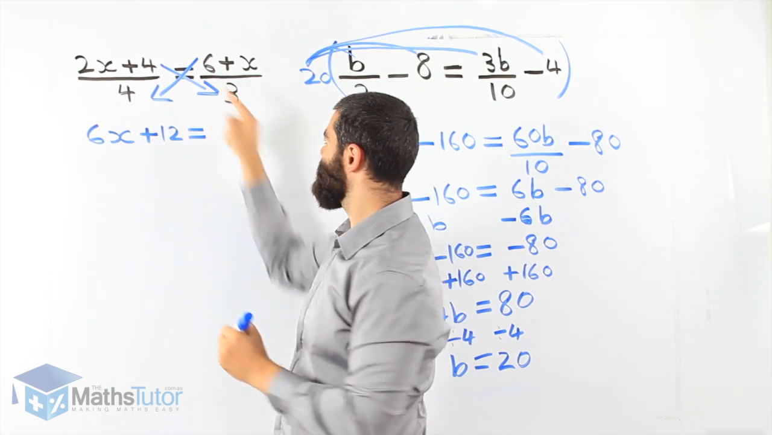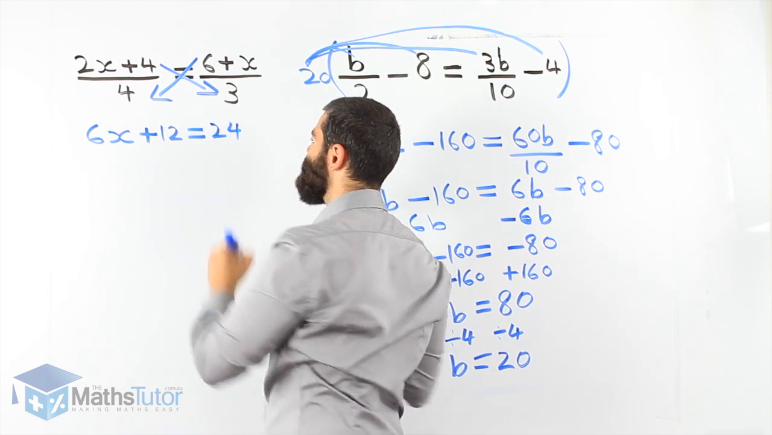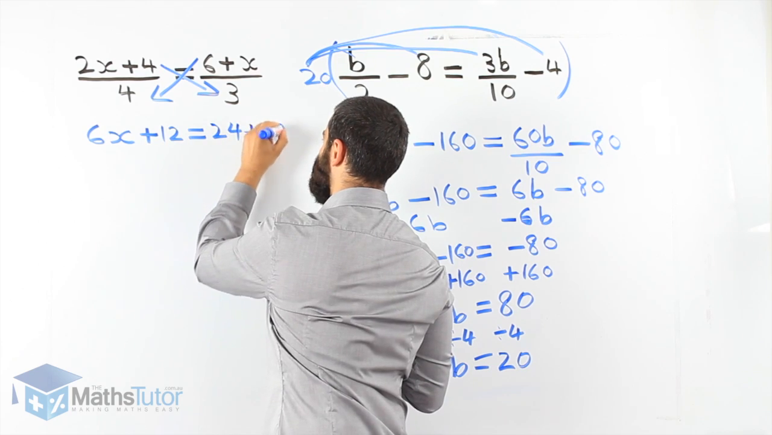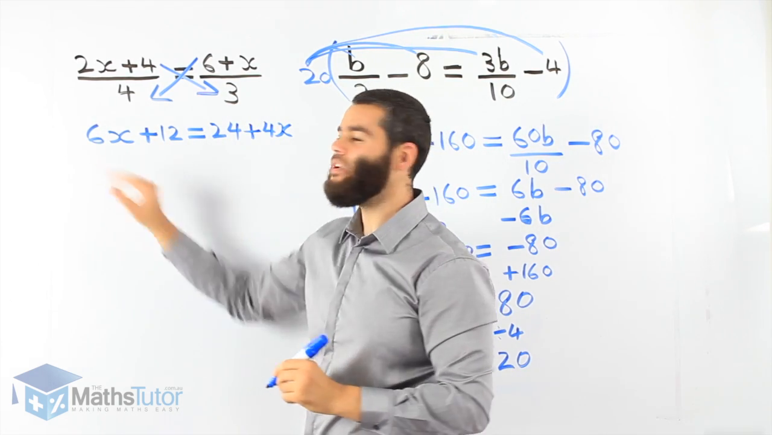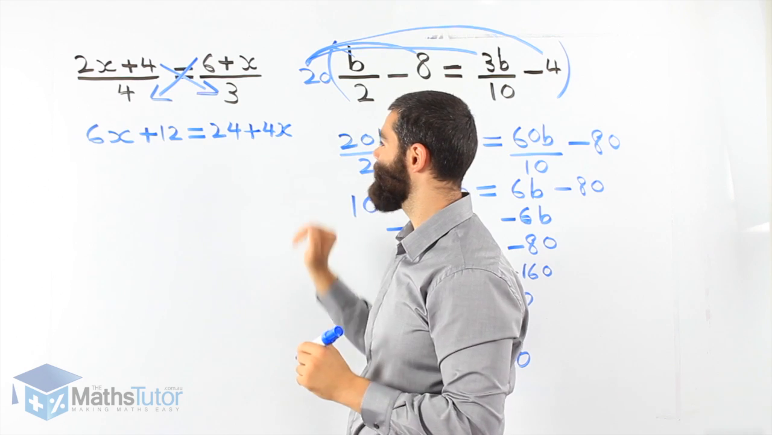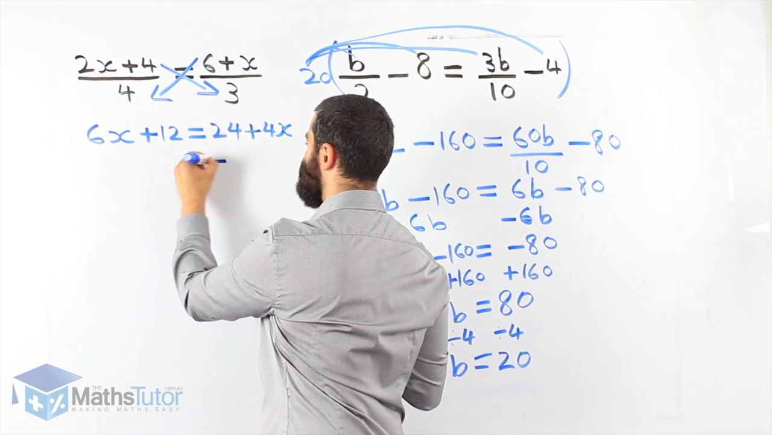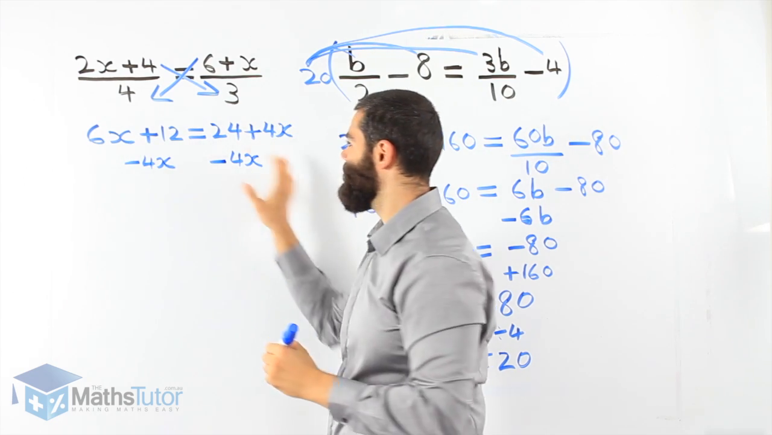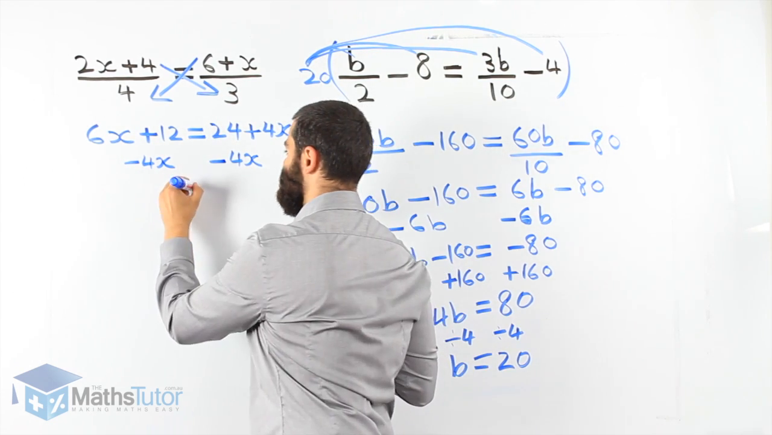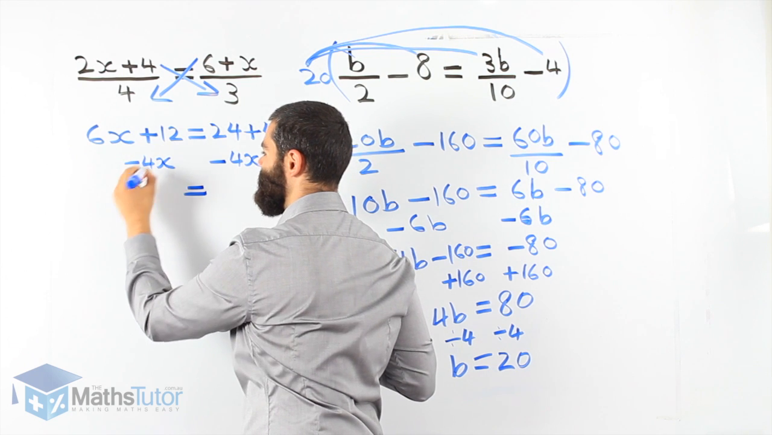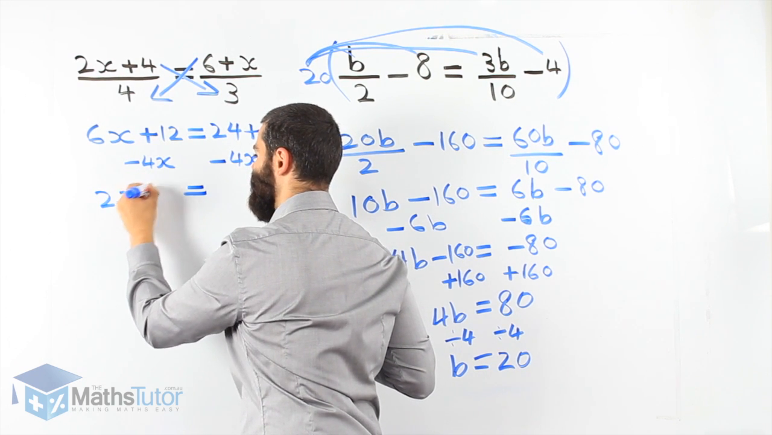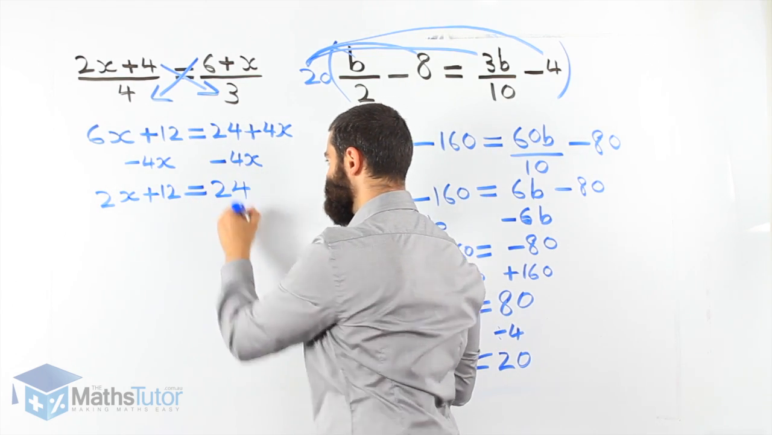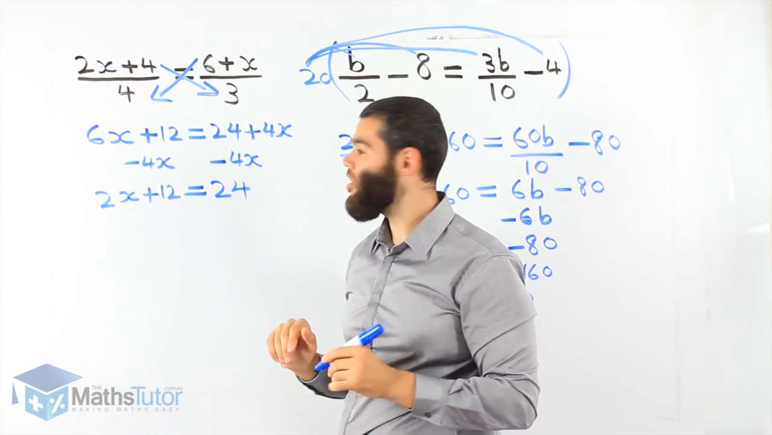Now, 4 times 6, 24. 4 times x, 4x. Now, we just solve it as normal. We have pronumerals on both sides. Minus 4x here. Minus 4x. We want to keep the pronumerals on the left. So we have 6x take away 4x is just 2x plus 12. And we have 24 here. 4x take away 4x is just gone.